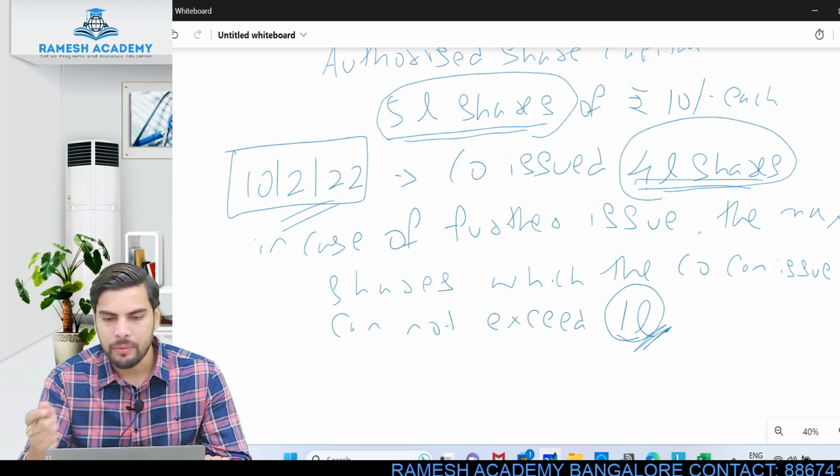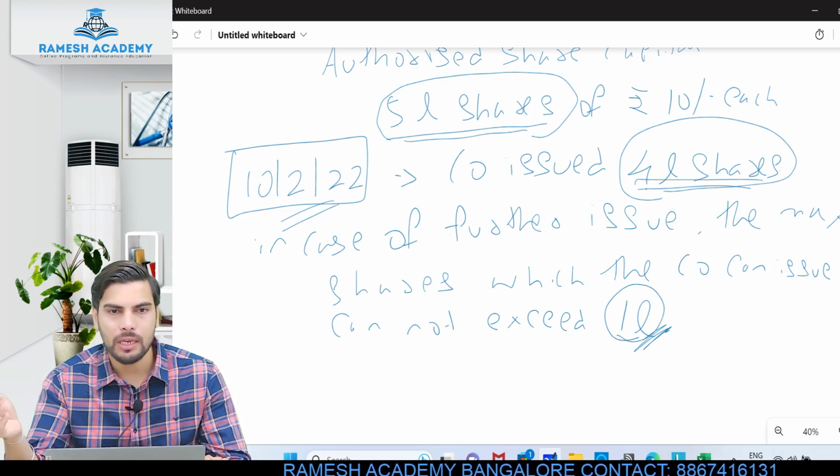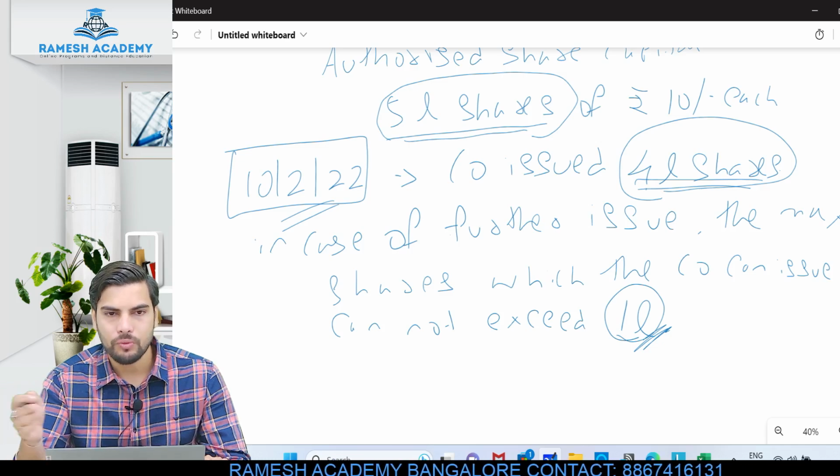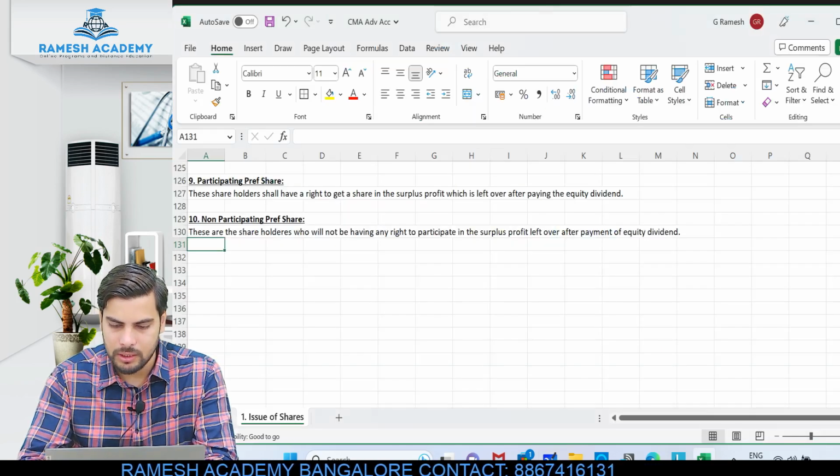Okay, and if the price of one share is how much? 10 rupees. So 4 lakh shares into 10, that is 40 lakh rupees, would be what? 40 lakh rupees would be my issued share capital. Okay, so I'll just write it in this way.